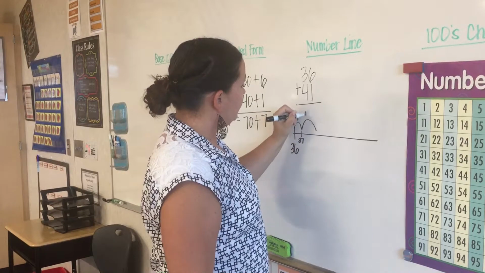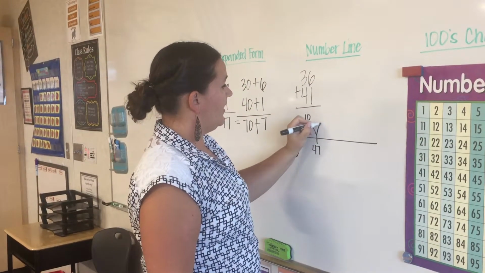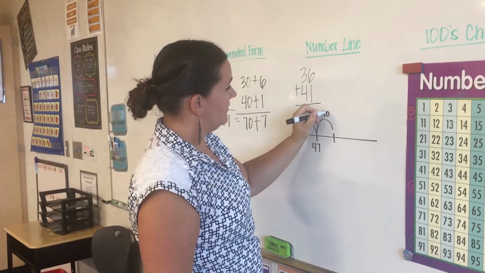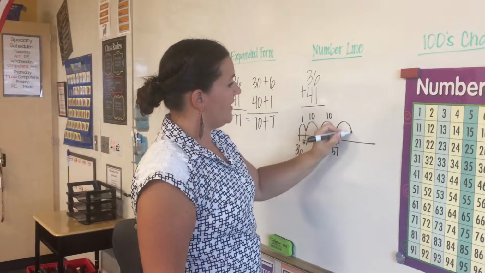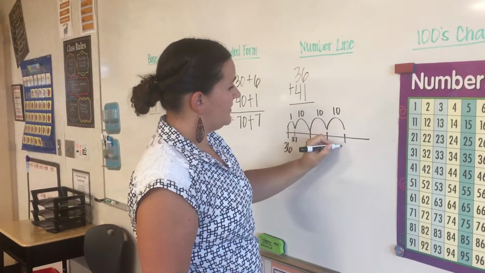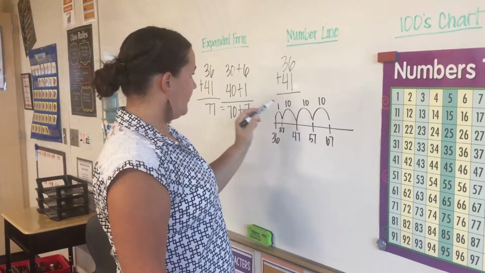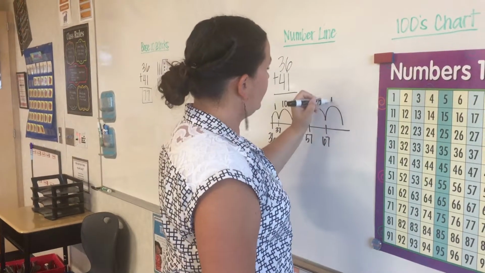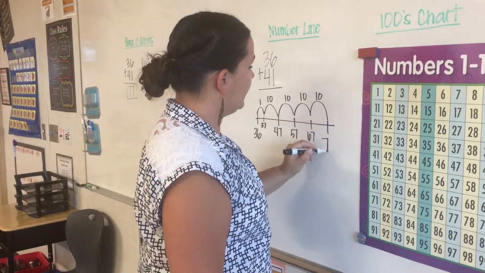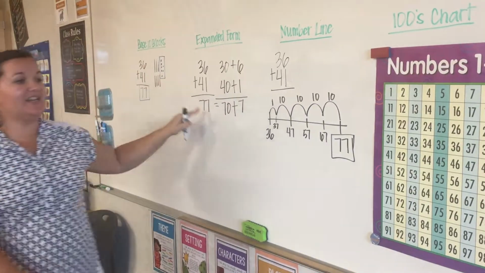So here's one jump of 10. I'm going to land on 47. Another jump of 10. Notice how she's labeling all her jumps. Another jump of 10. I'm on 67. And let me go back and check. I have 10, 20, 30, 31. I need 41, so I need one more jump of 10. One more jump of 10, and my final answer is, ding, ding, ding, ding, 77, which matches.